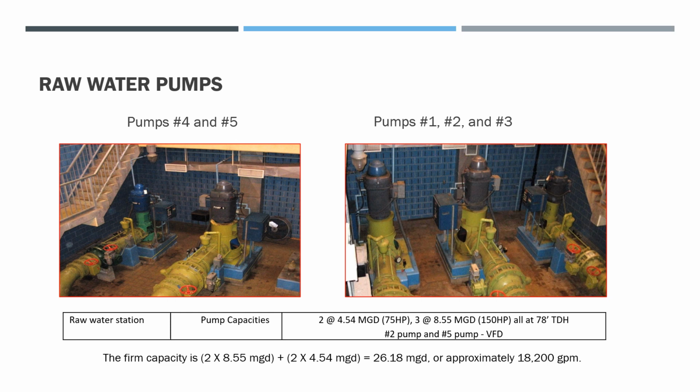And if you look at the firm capacity, which Ohio EPA defines as the total capacity with the largest pump out of service, you can add those up. You see 2 of them at 8.55 plus 2 of them at 4.54. You come up with a firm capacity of 26.18 MGD, or approximately 18,200 gallons per minute.